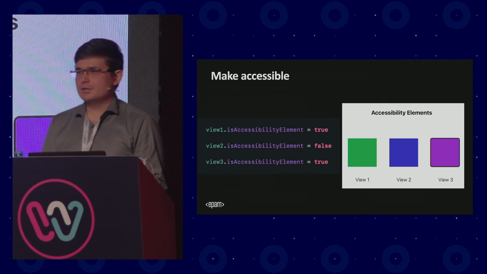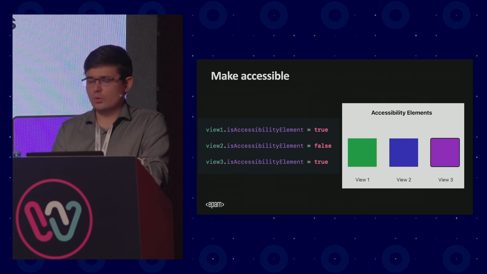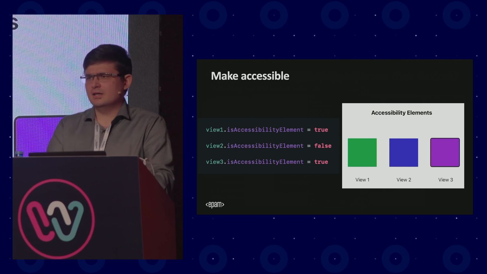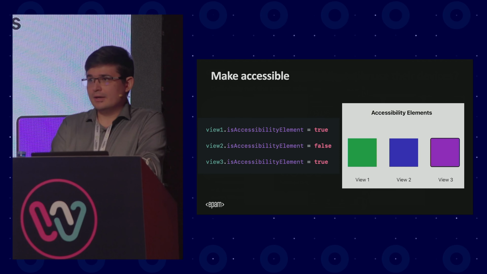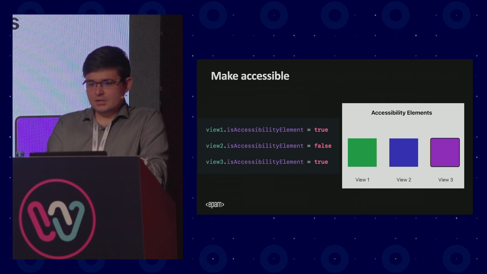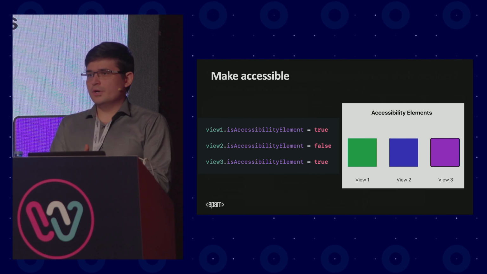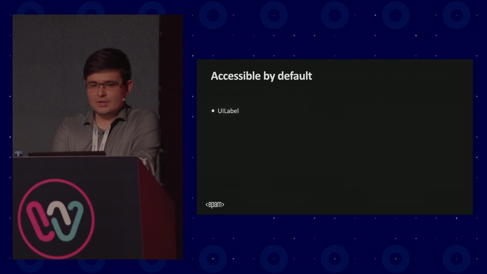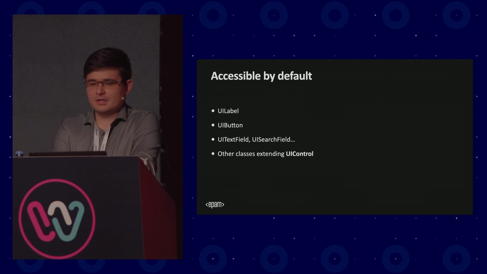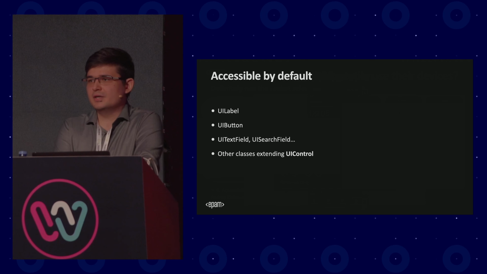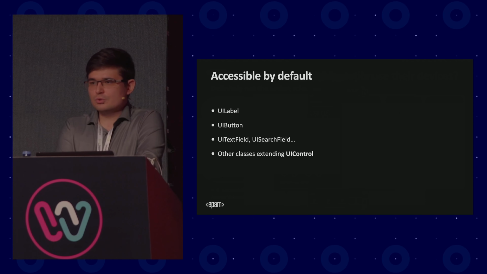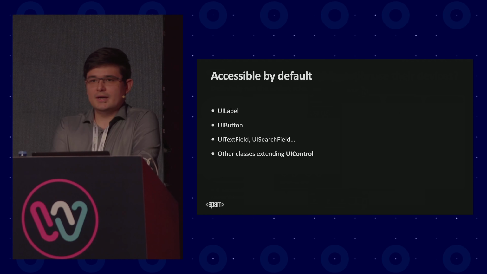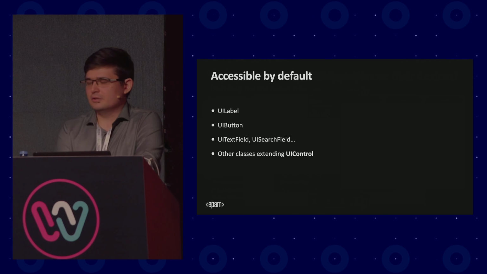So as you can see, VoiceOver simply jumps over the View 2 because it's not marked as an accessible element, and it will be ignored. The great thing is that almost all UIKit views in iOS are accessible by default. For example, such well-known classes as UILabel, UIButton, UITextField, and UISearchField, following the other classes extending UIControl, are accessible by default. That means that VoiceOver will focus them out of the box, and they already have some default text for pronouncing, and all you have to do is tweak those values a little if you want.